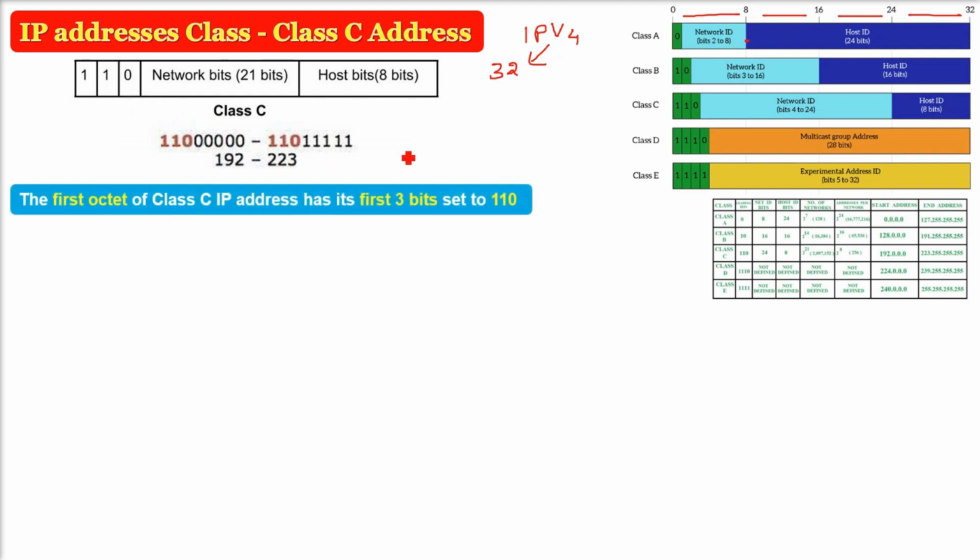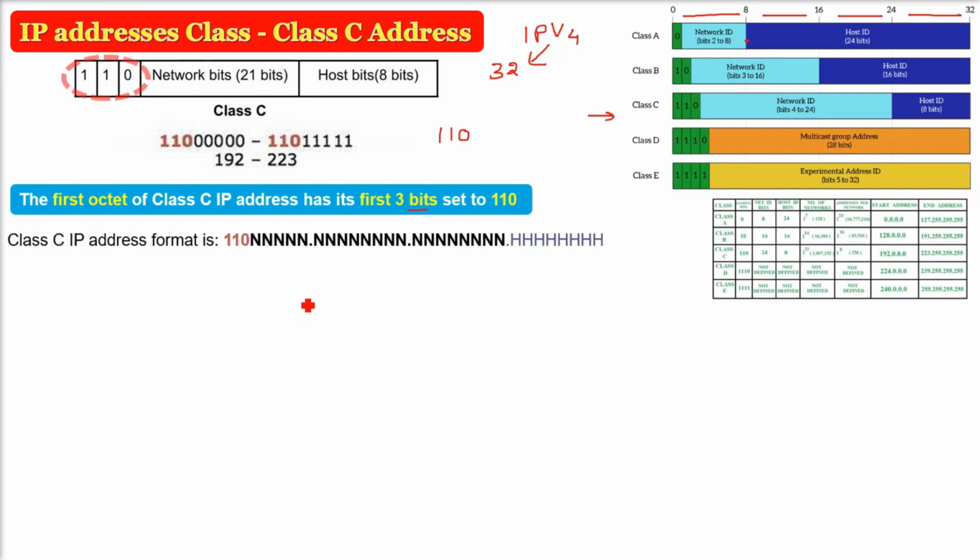So when we start from the left, the first octet, that is the combination of 8 bits, in a class C IP addressing scheme, the first 3 bits from the left are fixed to 110. They are always fixed. So this is 110, 110. Here also you see 110. So these are fixed. So from here it is now very clear that when you fix 110, the next, you have to take all the 3 octets now.